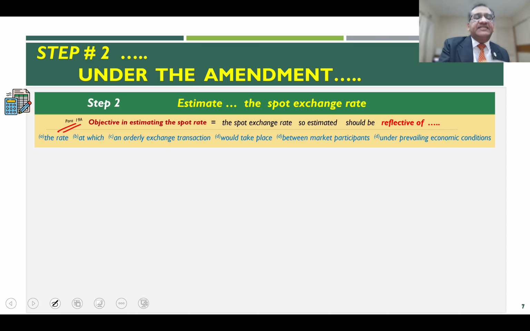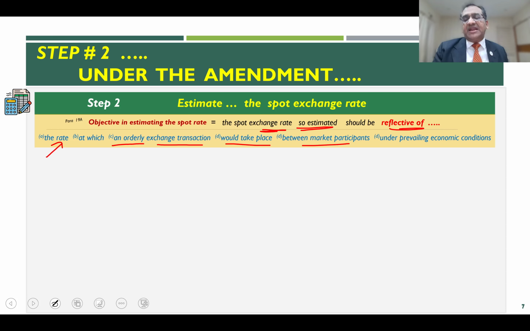So paragraph 19A says that the objective in estimating such spot exchange rate, when exchangeability between the 2 currencies is elusive, it is not there as already determined in step 1, is that the spot rate you are so estimating should be reflective of the exchange rate at which an orderly exchange transaction would take place between market participants under prevailing economic conditions.